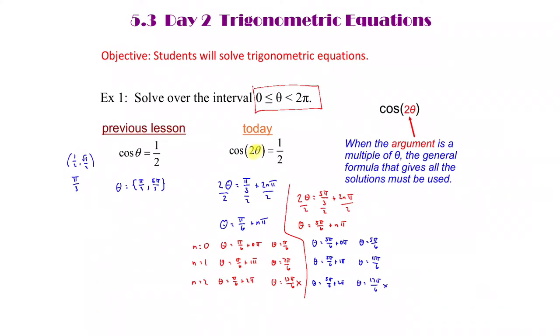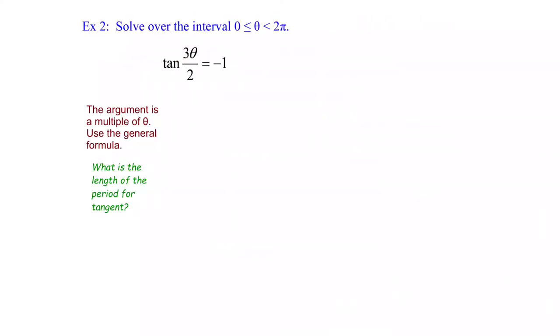So where are our answers? Pi over 6 and 7 pi over 6? And 5 pi over 6 and 11 pi over 6. So theta is equal to all 4 of these angles. And we will put these in order. So pi over 6, 5 pi over 6, 7 pi over 6, and 11 pi over 6 are all the solutions to the equation cosine of 2 theta is equal to 1/2. So let's take a look at another example.